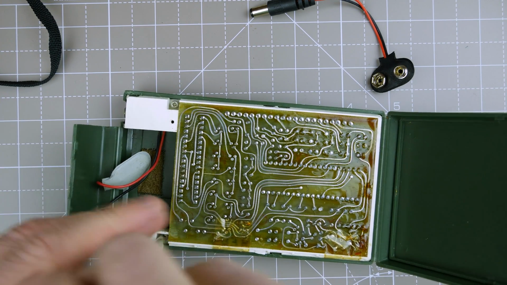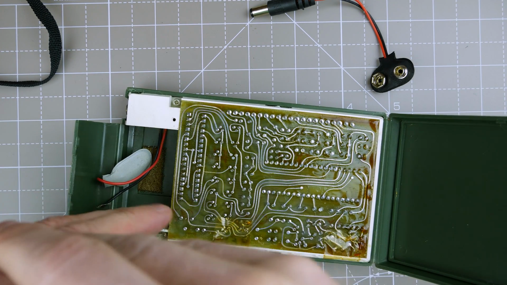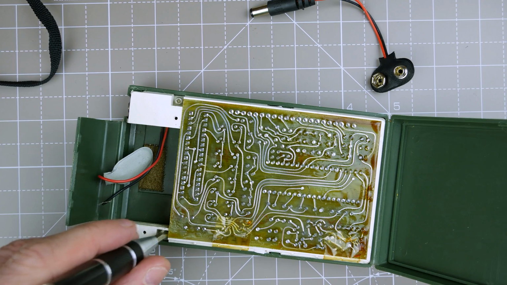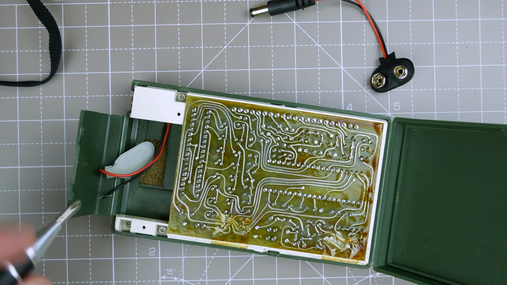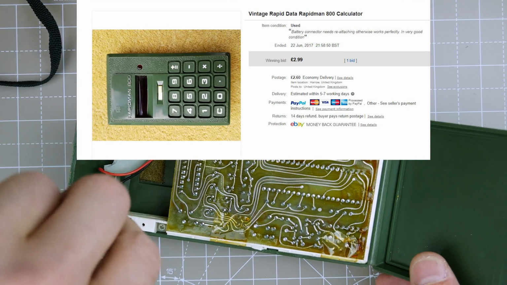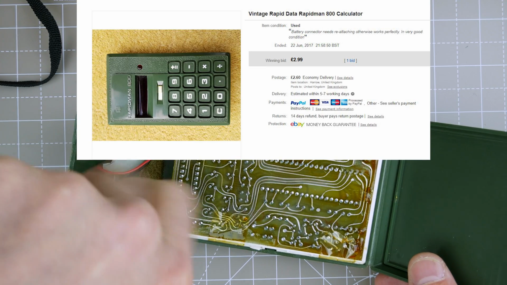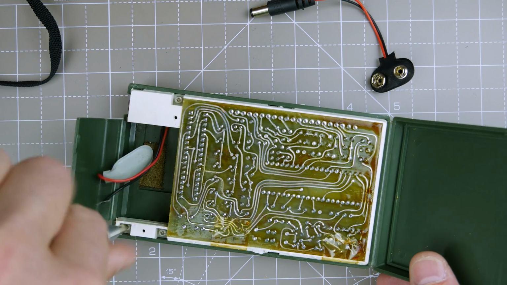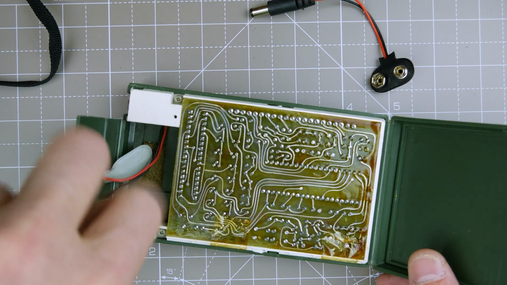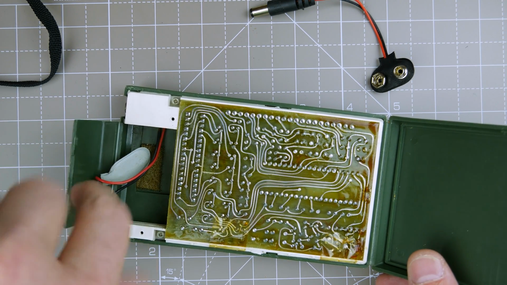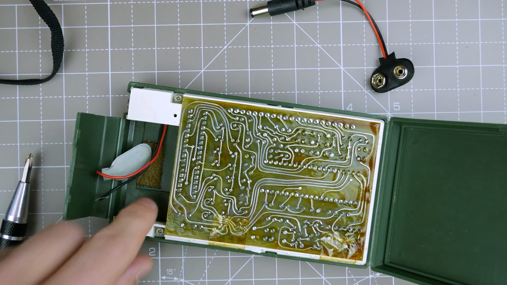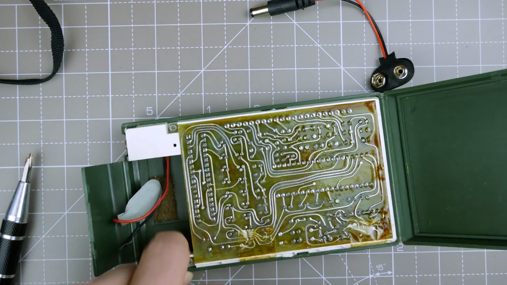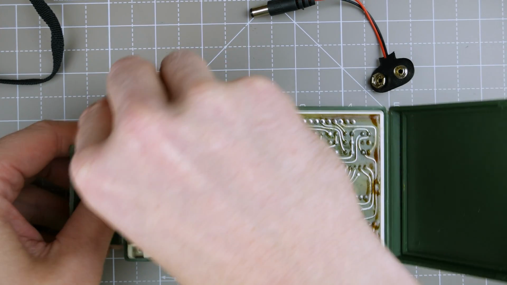Now, I'm anticipating this being a relatively easy fix. I think it did say it was working on the eBay listing, but it may have gotten sort of knocked about in transit, maybe. And that's why that wire's finally given way. No, they're just spinning around. So hopefully I can just take this out now.